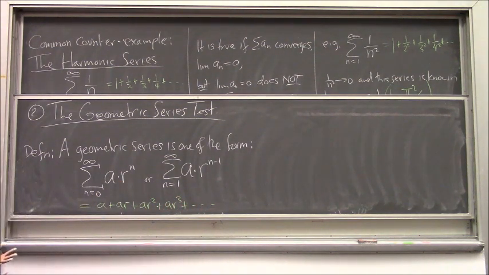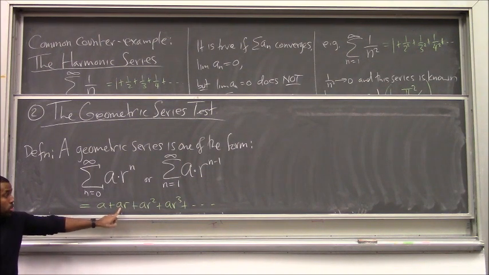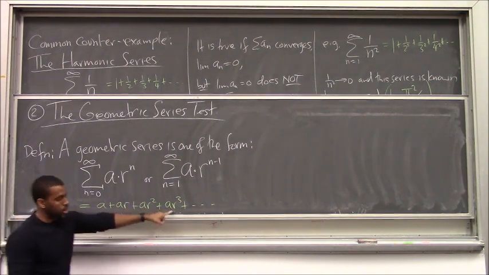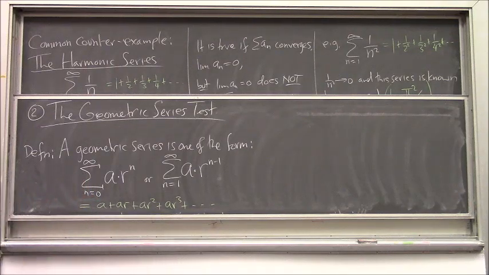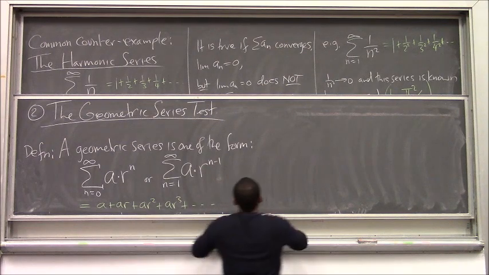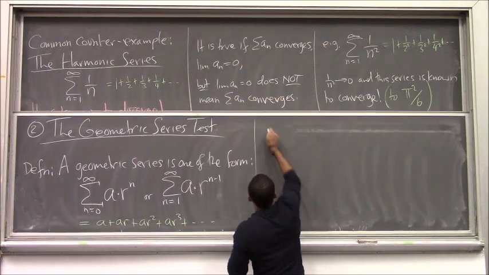It's what you get if you start with a number and you keep multiplying that number by the same thing over and over. So you start with a, multiply by r, that's your second term. Multiply by r again, that's your third term. Multiply by r again, that's your fourth term, and so on. It keeps going. So this is called a geometric series. Here, a and r are constants.